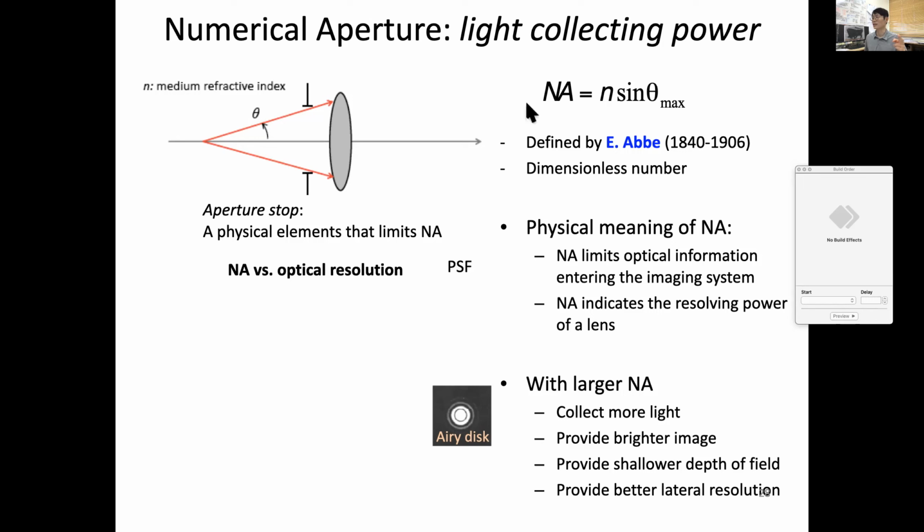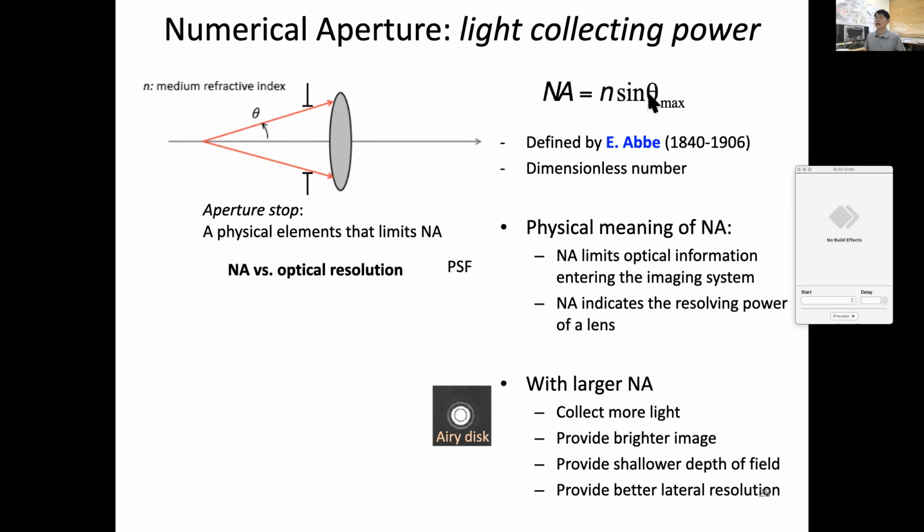So that he named as a numerical aperture. I'm not sure why he put the numerical, but it's not just absolute aperture size, but this ratio and that angle does really matter. Or maybe there's a refractive index n. Maybe this n comes from here. I don't know. But anyway, this is very important. And if you look at it, it's dimensionless because the refractive index is a ratio, non-dimension, sine theta is non-dimension.